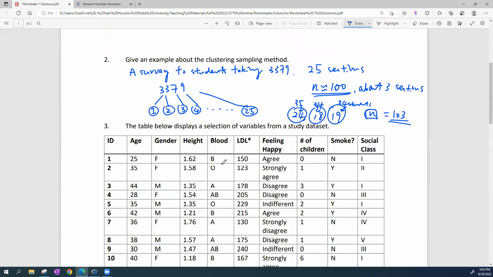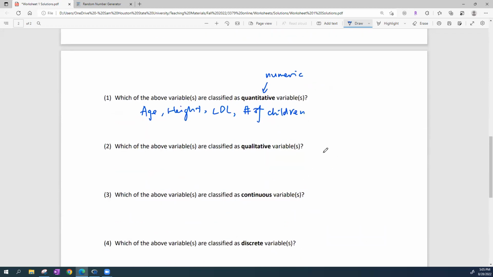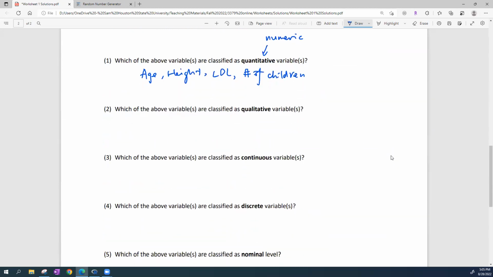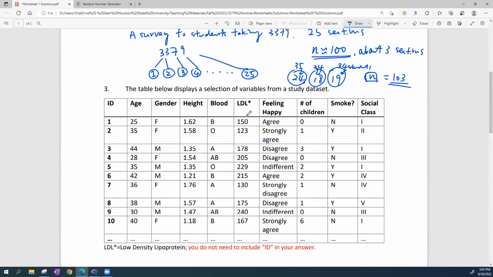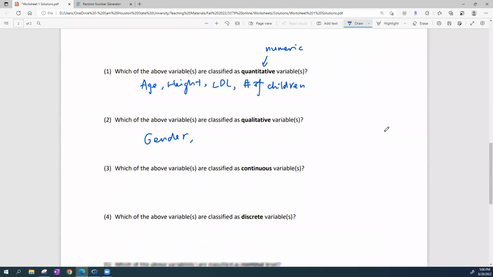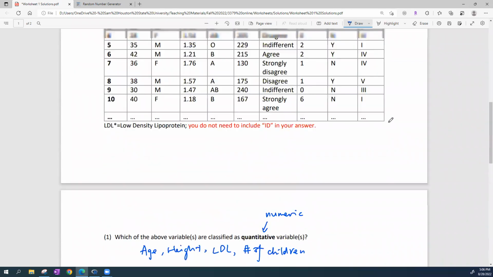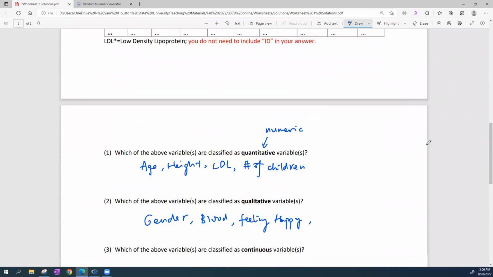Because the data are all numerical values: age, height, LDL, number of children, right? And then which of the above variables are classified as qualitative, non-numerical value variables? So then we have gender, blood, feeling happy, smoke, and social class.